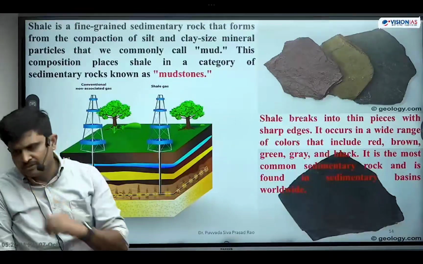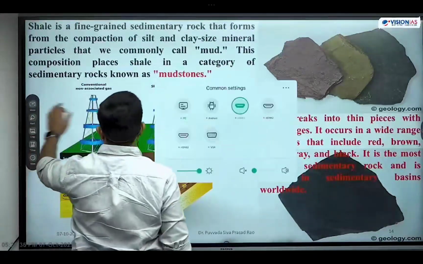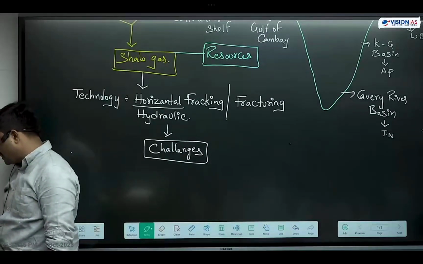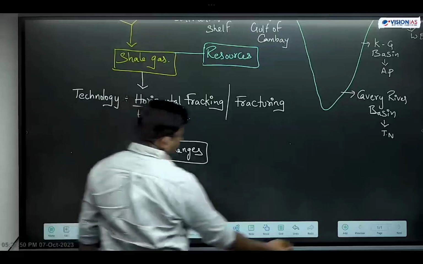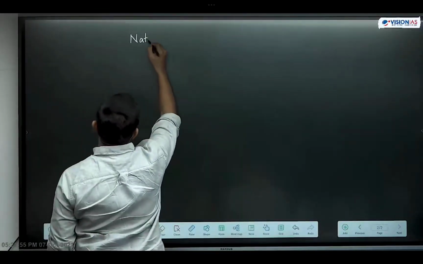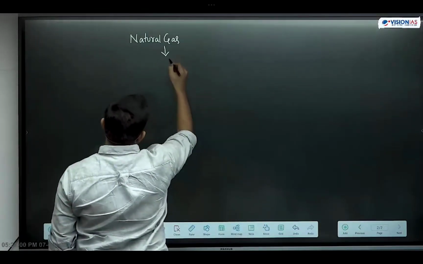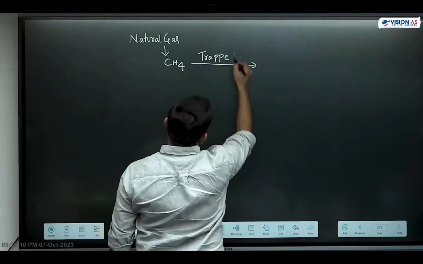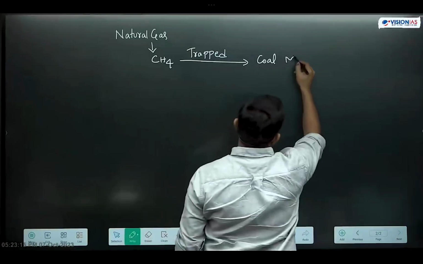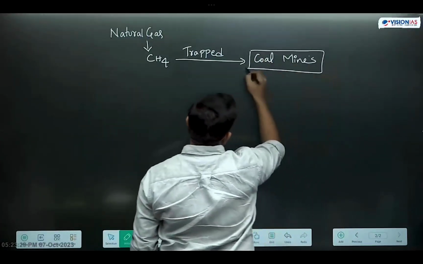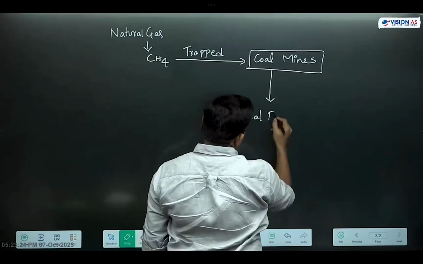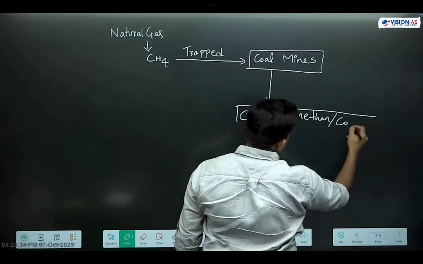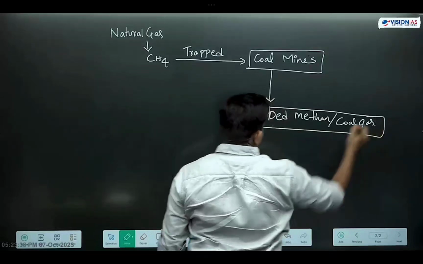Next one is coal bed methane gas. What about this coal bed methane gas? Where is it available? Natural gas, that is methane, trapped in coal mines. We call it coal bed methane, or we can call it coal gas.